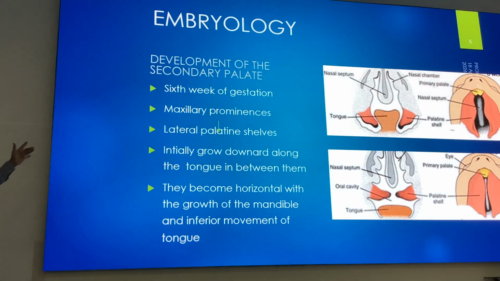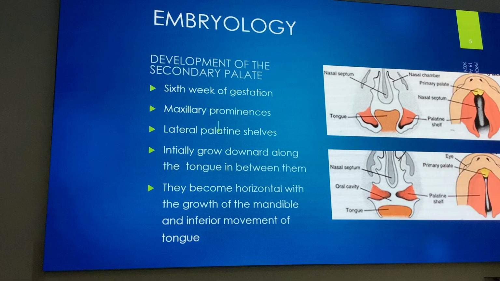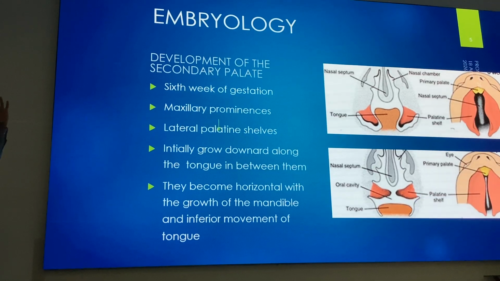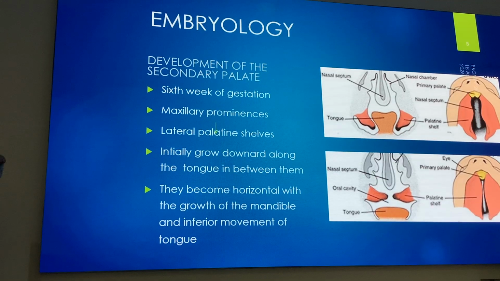Now, an important part of this discussion is the formation of the secondary palate. That starts in the 6th week of gestation. The maxillary prominences have lateral palatine shelves moving medially, and they go down beside the tongue. The tongue is quite superiorly placed, and as the child ages, the tongue moves down and the palate shifts horizontally. So you can see in this picture.